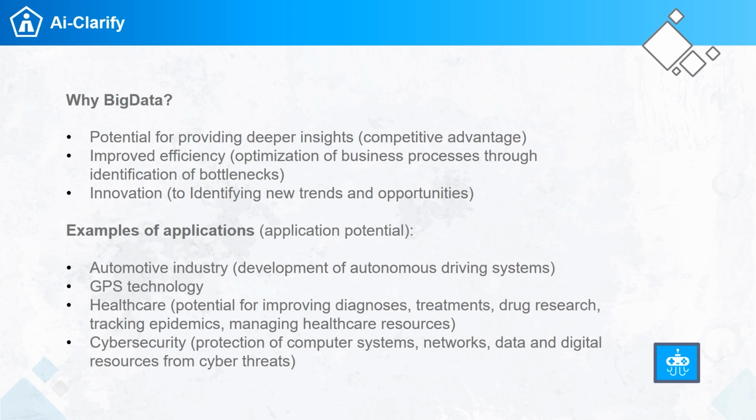Some of the possible examples of application are: in the automotive industry, for development of autonomous driving systems and systems that analyze data from sensor logs, cameras, and other devices, to identify objects and obstacles in the road. In GPS technology, to improve the accuracy of GPS navigation by analyzing data from multiple sources, such as satellites, cell towers, and ground-based stations, which can be used to improve the efficiency of traffic management and to predict traffic congestion.